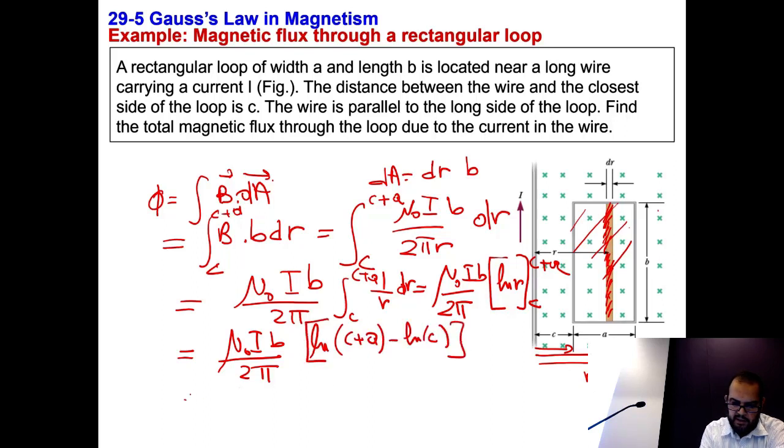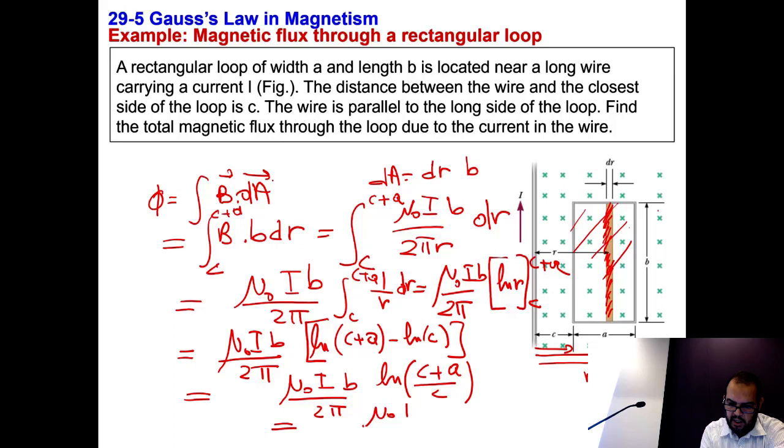I can write this as mu 0 I B divided by 2 pi log of C plus A divided by C, which is equal to mu 0 I B divided by 2 pi log of 1 plus A over C.